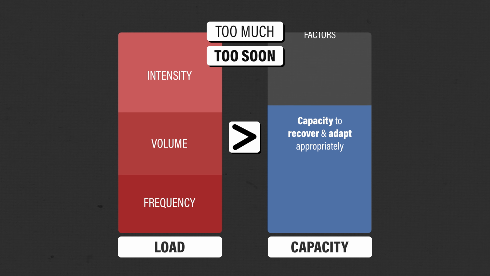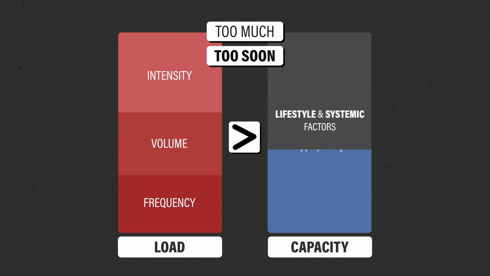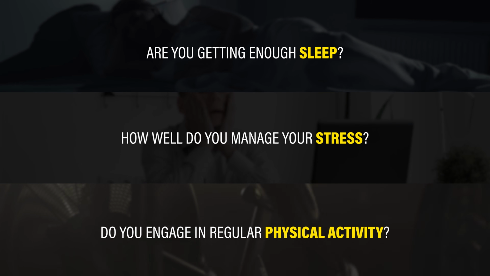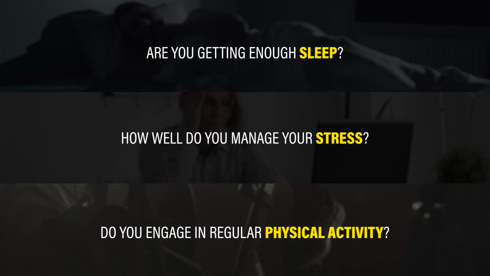While tendon loading is a major component, lifestyle and systemic factors may also play a role, as these can reduce your tendon's capacity to tolerate certain loads. For instance, are you getting enough sleep? How well do you manage your stress? Do you engage in regular physical activity? Addressing these factors during the rehab process is low-hanging fruit that can have a significant impact on your overall health.